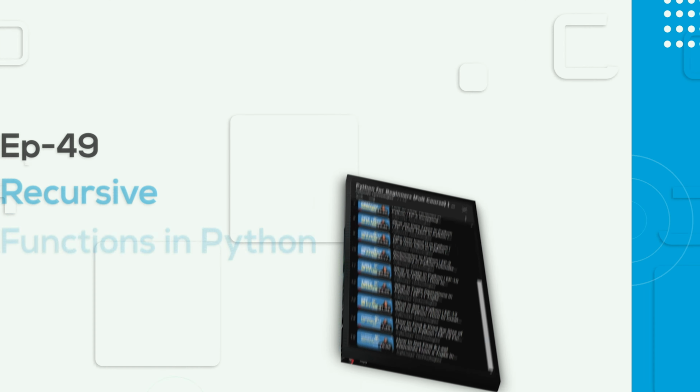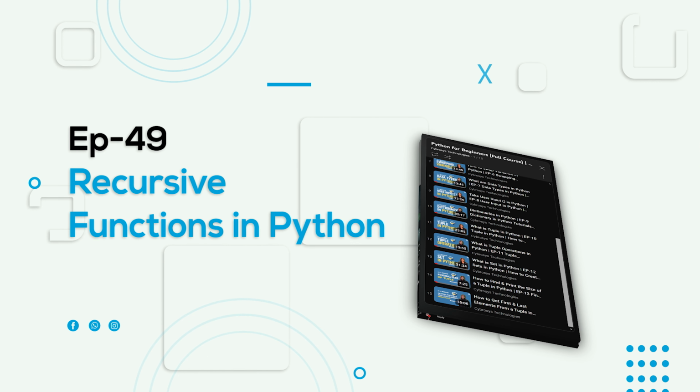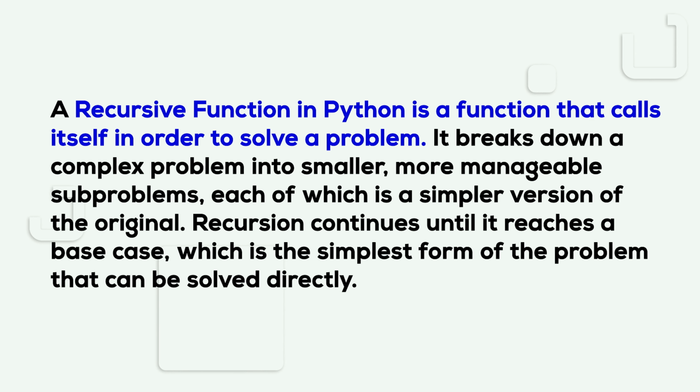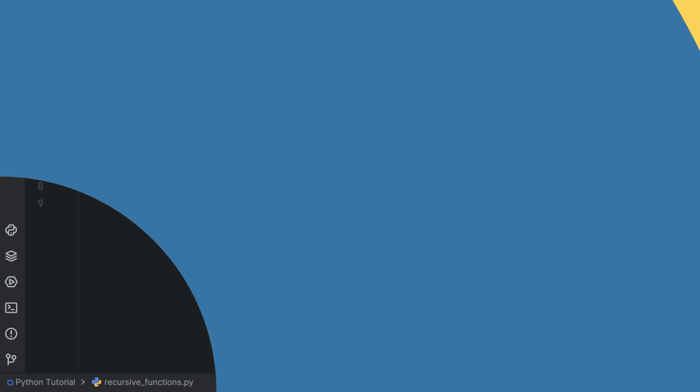So in today's video, we will discuss the recursive function. Recursion in Python refers to when a function calls itself. Such functions are known as recursive functions. Here we can define an example.